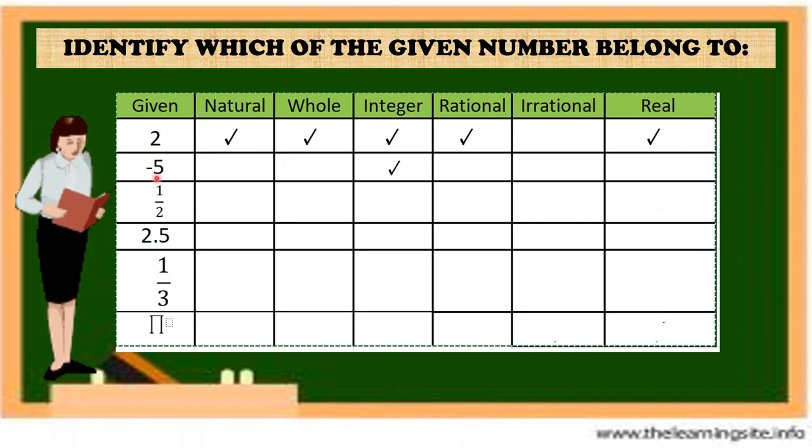We have negative 5. Negative 5 is an integer, a rational number, and a real number. We have 1/2. That is a rational number and a real number. 2 and 5/10 is a rational number and a real number. 1/3 is a rational number and a real number. Pi is an irrational number.